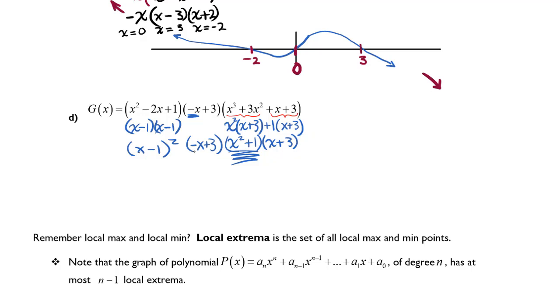So we'll have an x squared, a minus x, so now we're at a negative x cubed, times x squared again, so now we're at a negative x to the fifth, times x plus 3, so negative x to the sixth. This is our leading term, so it is a negative even degree.